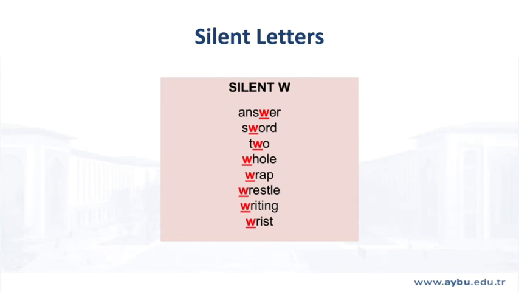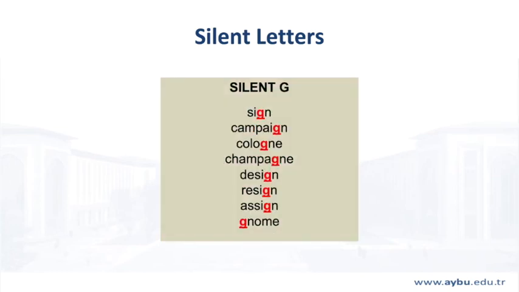Our next silent letter is G. When you look at all these examples, you can see G gets silent before N. So the way you need to pronounce these words should be sign, campaign, cologne, champagne, design, resign, assign, gnome.